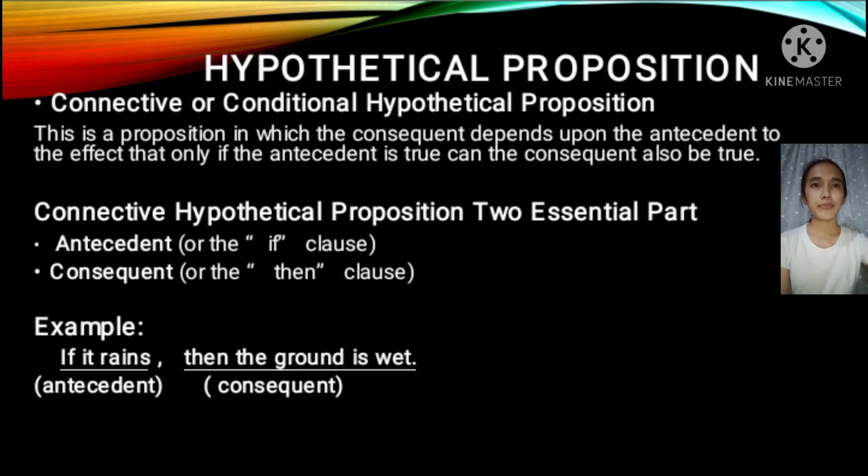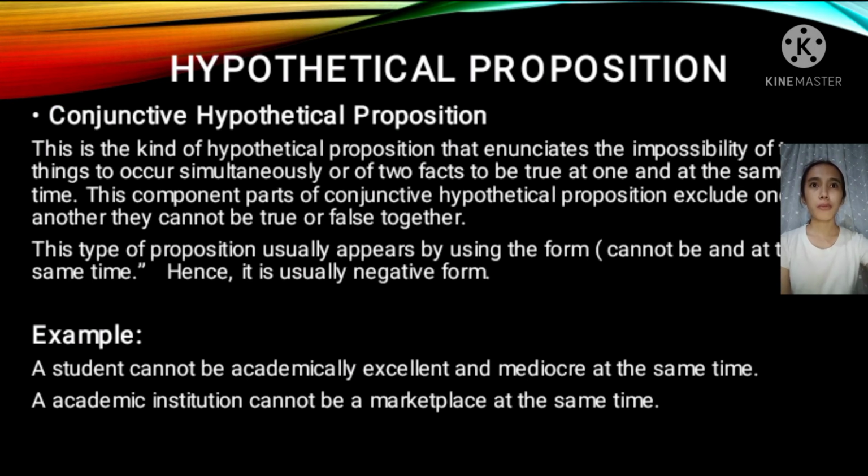Next is the conjunctive hypothetical proposition. This kind of hypothetical proposition enunciates the impossibility of two things to occur simultaneously, of two facts to be true at one and the same time.